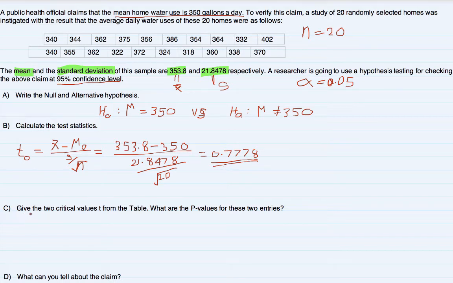Then they are asking to give the two critical values t from the table. What are the p values for these two entries? Before we go to the table, we have to know the degrees of freedom of the t. What is the degrees of freedom? Always n minus 1. Therefore, here n equals 20, 20 minus 1 equals 19. So degrees of freedom is 19. Now we can check the t table.